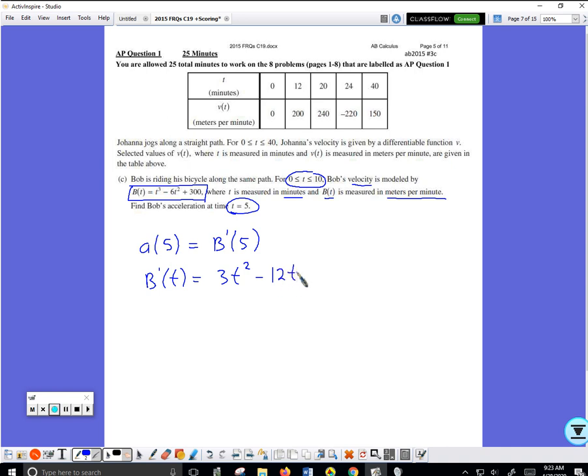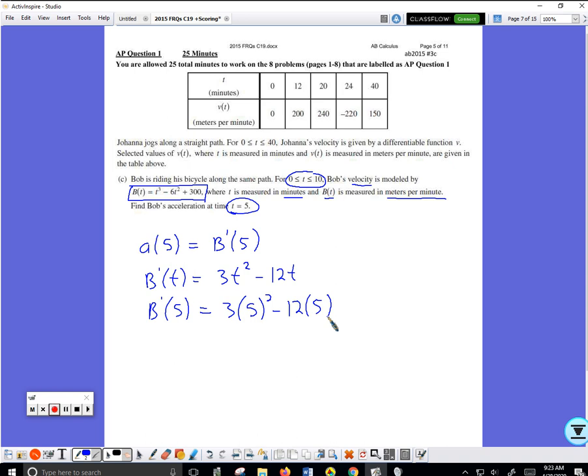So that's B prime, then I just plug in the 5. Don't have to do any simplification. So I can just write 3, so it would be 5 squared minus 12 times 5. You can stop there.